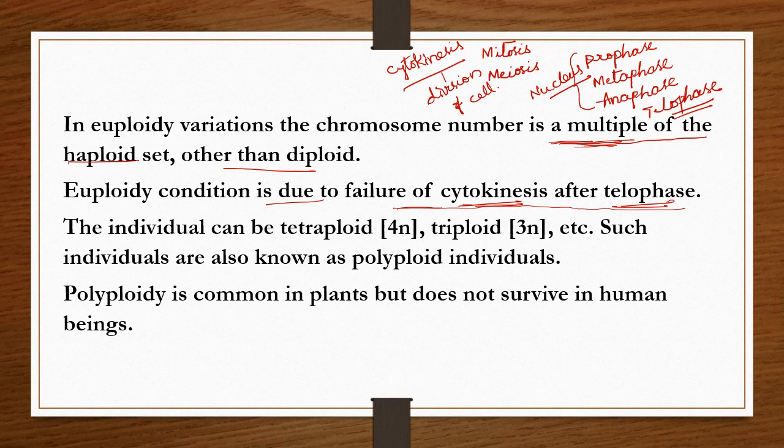Now the individuals can be tetraploid or triploid. Such individuals are also known as polyploid. More than two sets of chromosomes we consider polyploid. Polyploidy is common in plants but does not survive in human beings. In animals, polyploidy is very rare. We can observe it in honeybees. It is most common in plants.